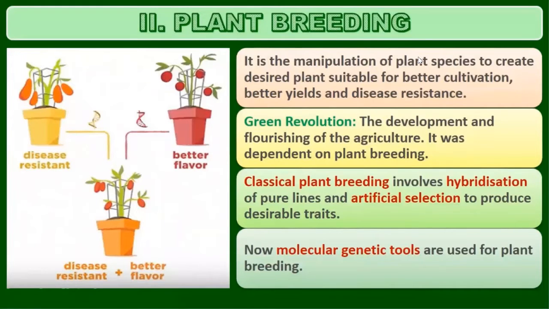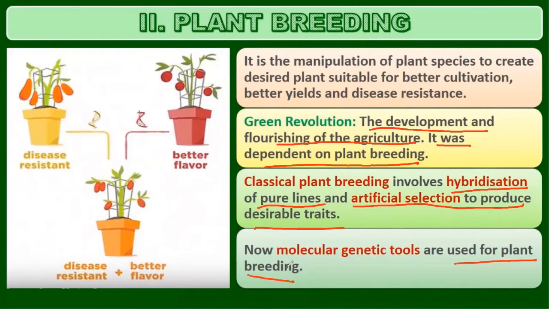Plant breeding is a manipulation of plant species to create desired plants suitable for better cultivation, better yields and disease resistance. There was a green revolution, that is the development and flourishing of agriculture. It depended on plant breeding. Classical plant breeding involves hybridization of pure lines and artificial selection to produce desirable traits. Now there are molecular genetic tools that are used for plant breeding.